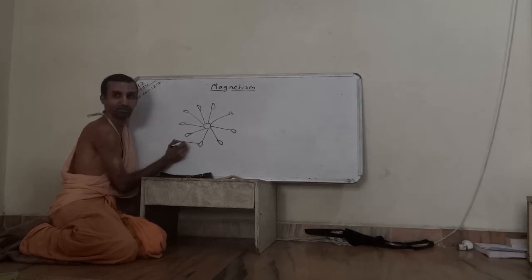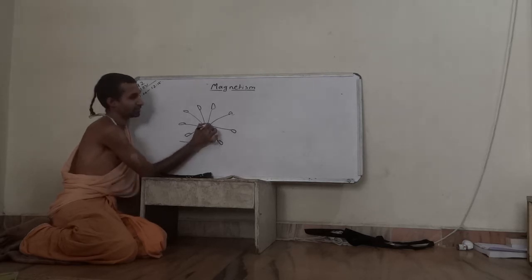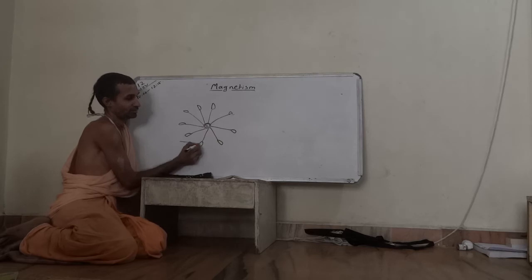The water jet will go. What will happen? It will move. This is the shaft. If you throw water here, the wheel will move like this.